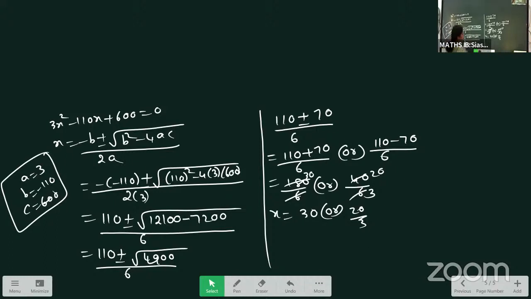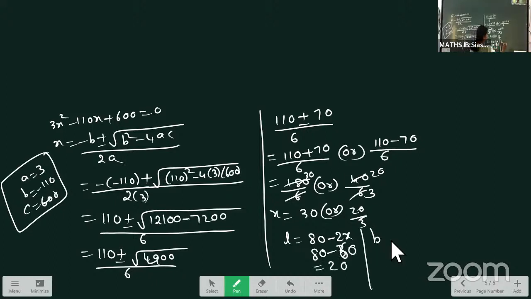Here we have length is equal to what we have? Length is equal to 80 minus 2x. If we substitute x is equal to 30, the length we are getting is positive, 20. Then in the same way, substitute in breadth, b is equal to 30 minus 2x. If we substitute x is 30, 30 minus 60 is minus 30. But length and breadth can never be negative. So here x cannot be 30.